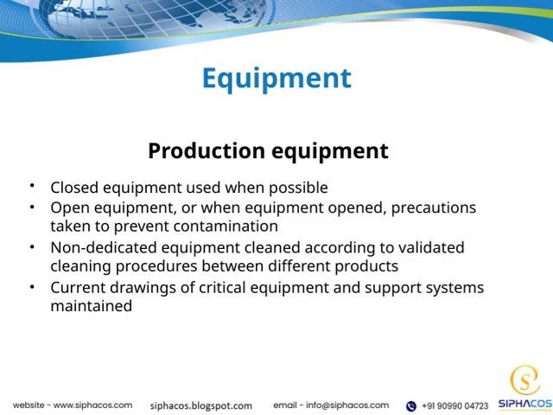For equipment that isn't dedicated to a single product, we follow validated cleaning procedures to thoroughly clean and sanitize between different batches. This step is crucial to prevent cross-contamination and to ensure product integrity. Additionally, we maintain current drawings of all critical equipment and support systems. Keeping these up to date helps us monitor, troubleshoot, and ensure everything is functioning correctly according to design specifications. Overall, the focus on equipment controls and proper maintenance is a key part of our quality assurance process, helping us deliver safe and effective products throughout the production cycle.